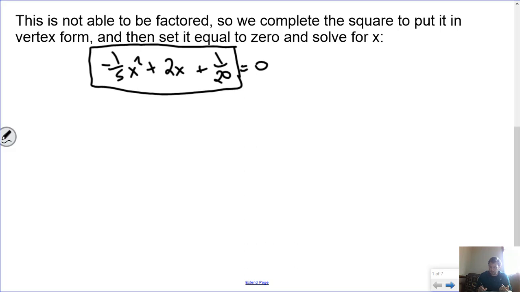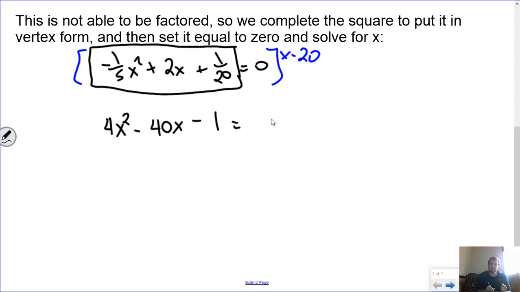So what I can do here is take both sides of my equation and multiply them by 20. The reason I'm picking 20 here is because, actually, I'm going to multiply by negative 20. If I multiply negative 1 over 5 by negative 20, I'm going to get a whole number. And if I multiply 1 over 20 by negative 20, again, I'm going to get a whole number. If I do that, I get positive 4x squared minus 40x minus 1. Again, all that does is make our lives a little bit easier because now we don't have to work with those fractions anymore.